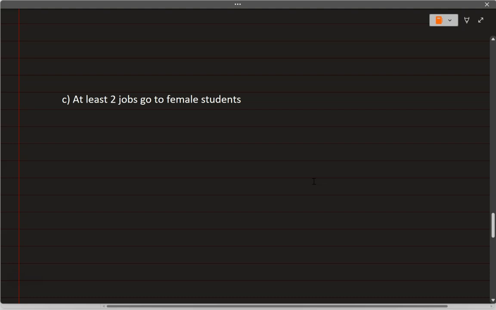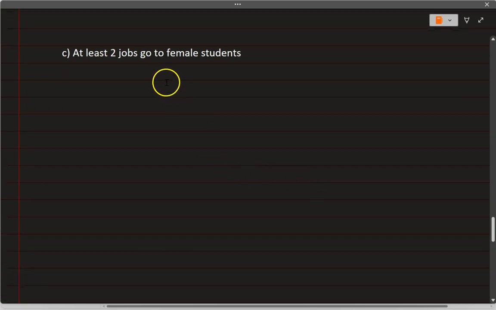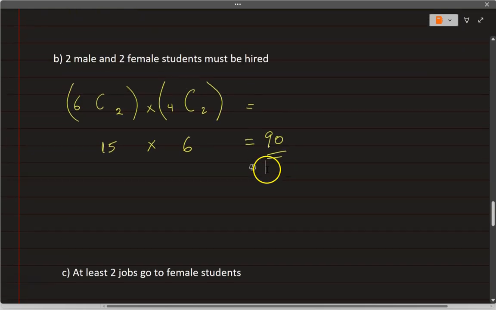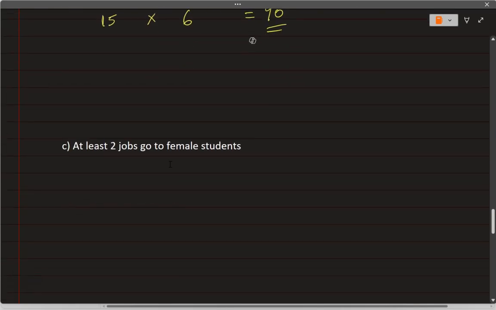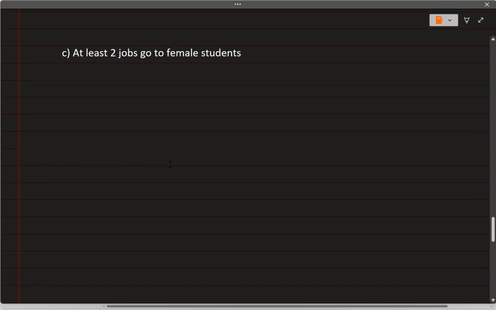And then let's look at this one. It says at least 2 jobs go to female students. So how many jobs do we have in total? 3 jobs, but at least 2 of them have to go to the female students. So this is the range question. That means you have to include all the cases. When it says at least, that would be 2 female plus 1 male, or it says at least, right? It could be 3 female and 0 male, and those are the 2 options that we have.